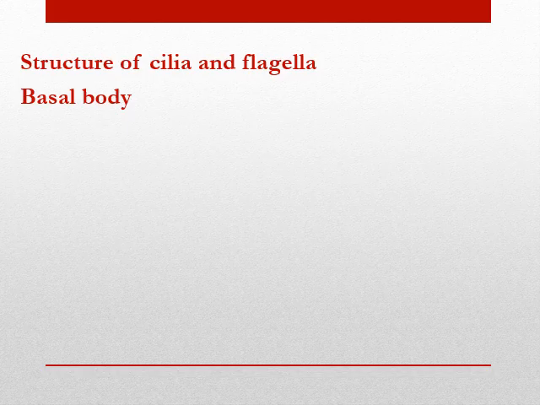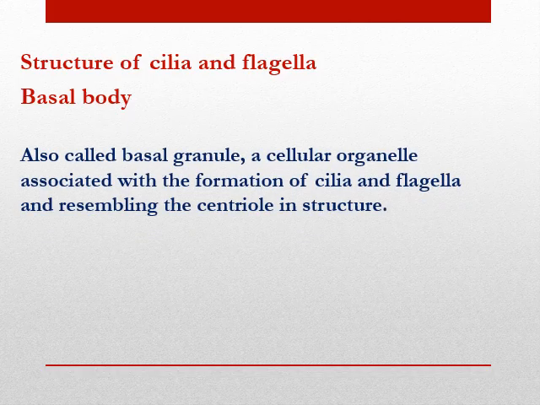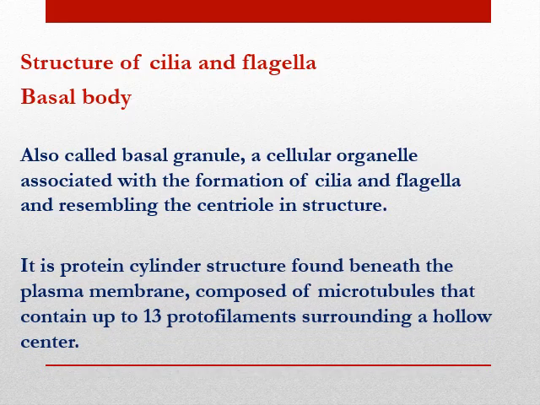So what is the basal body? The basal body, also called basal granule, is a cellular organelle associated with the formation of cilia and flagella and resembling the centriole in structure. The basal body is a protein cylinder structure found beneath the plasma membrane, composed of microtubules that contain up to 13 protofilaments surrounding a hollow center.